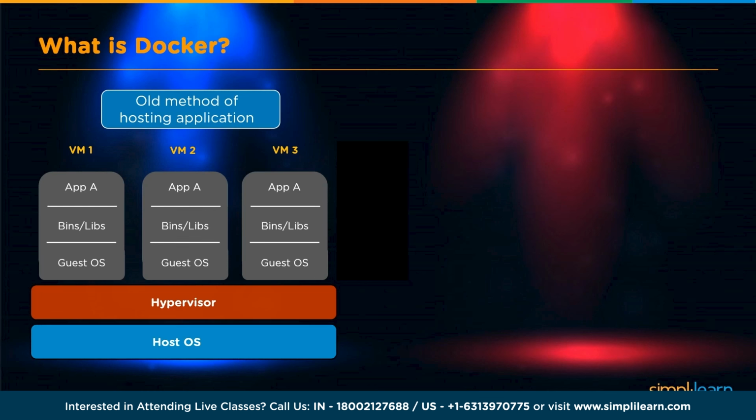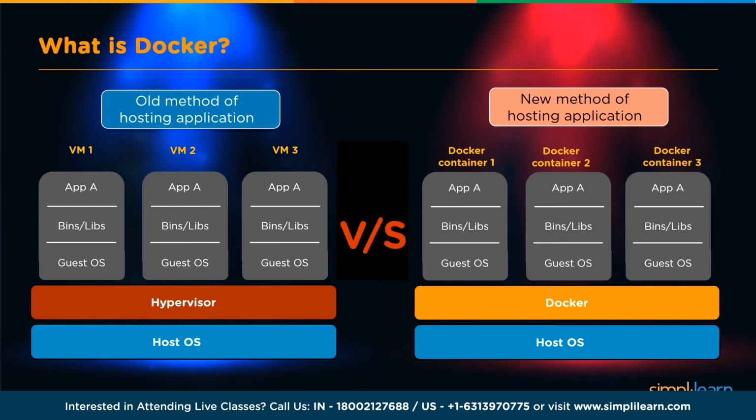And then we have virtual machines where in fact a guest operating system is there, then application binaries, then the application is hosted. So this guest operating system actually takes up a lot of utilization, and this was the old mechanism where we used to follow this mechanism for hosting our applications. So all the applications are pretty much getting deployed in the same manner in the form of the virtual machines here, right? Now if you talk about the new method which we are talking about right now, it is Docker.